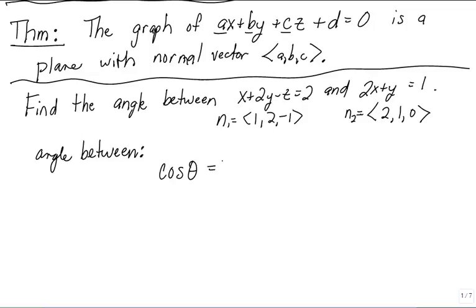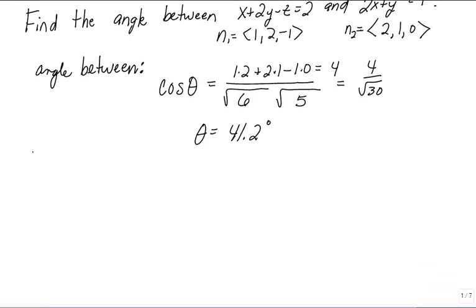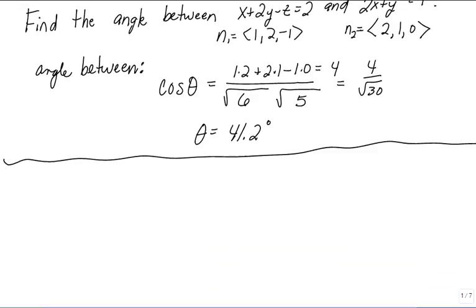We take the dot product of those two, which is 1 times 2 plus 2 times 1 minus 1 times 0, which is 4, over the magnitude of N1, which is the square root of 1 plus 2 squared plus 1, so 6, and the magnitude of the second one is 5. So it's 4 over the square root of 30. When you use your calculator, that gives us theta is 41.2 degrees. Okay, so that gives us the angle between two planes.